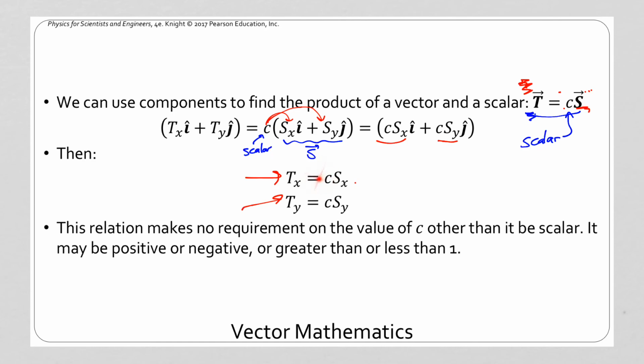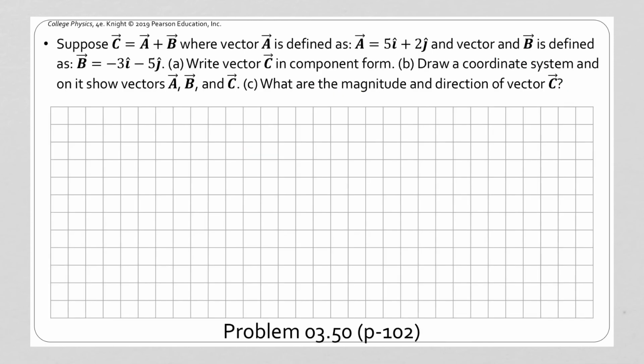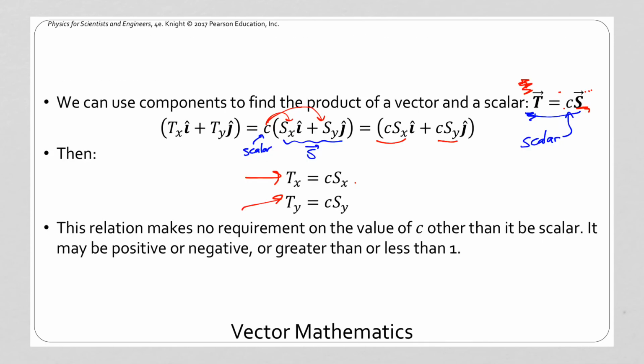Again, we're just assuming c is some scalar. We haven't said whether it's bigger than 1, less than 1, whether it's negative or positive. That doesn't matter. You just do the math, and it tells you what the components of your product are for that scalar and vector. And so all the multiplication and division that we would do, we can just distribute. We can just do component by component. All the addition and subtraction we can do component by component.